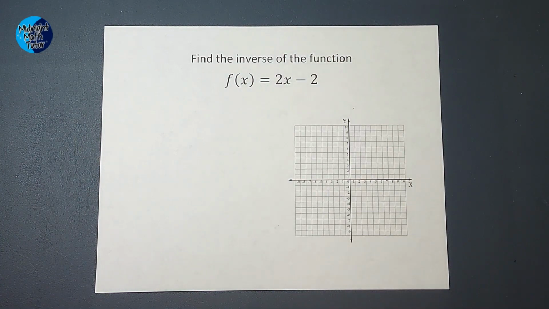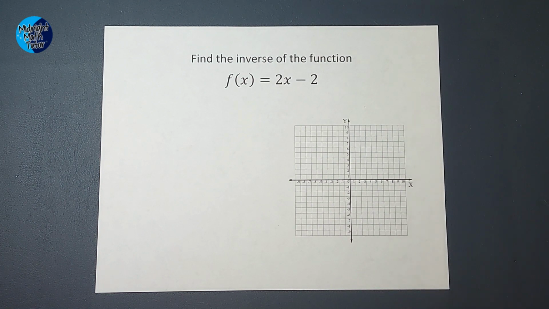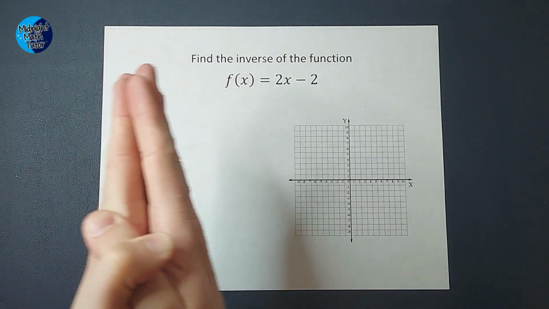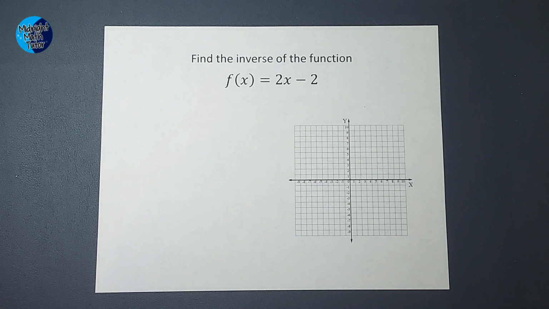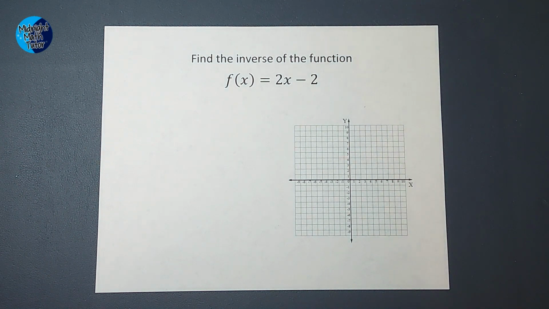Hey guys, we have been given a function and we are looking for the inverse of it. First of all, in order for a function to have an inverse, it needs to be what we call one-to-one. That means it passes the vertical line test, which is what makes it a function. For it to be one-to-one, it also needs to pass the horizontal line test. If you're wondering what on earth I'm talking about, I'll link a video in the corner.